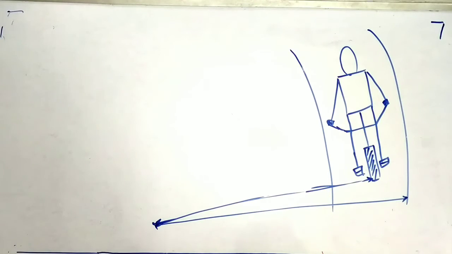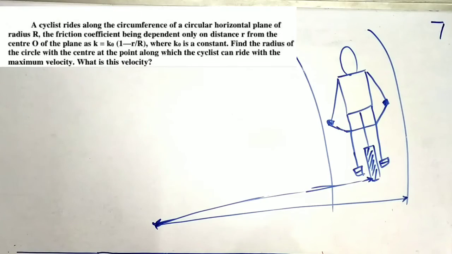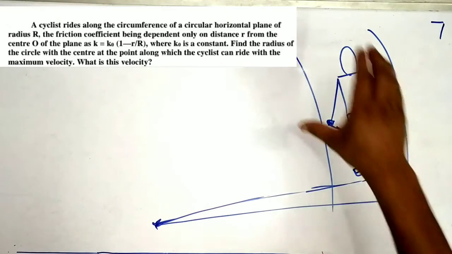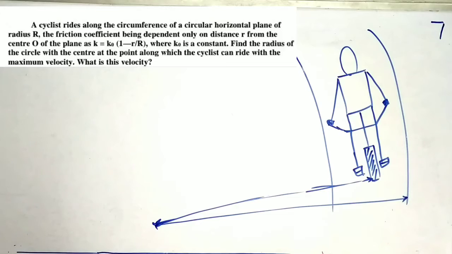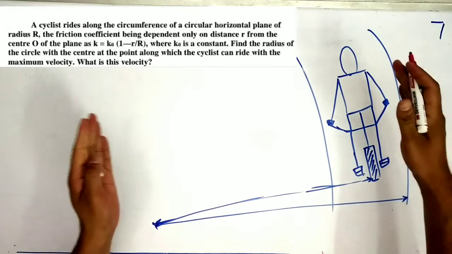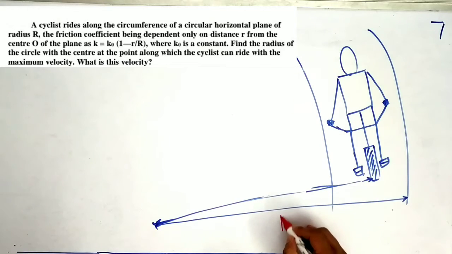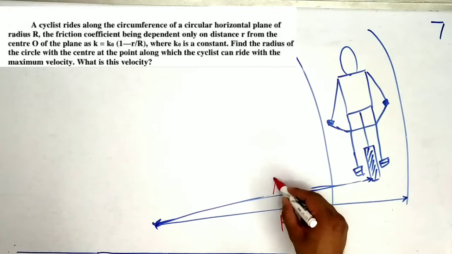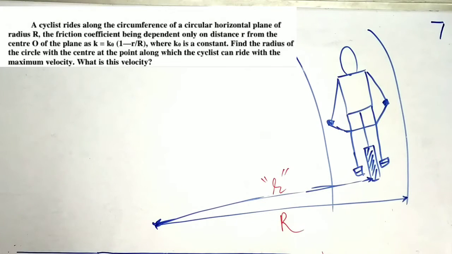We have a problem here which concerns a cyclist going around in a circle. The radius of the path that the cyclist follows is r. We have to find the distance r at which this cyclist can move with the maximum velocity.